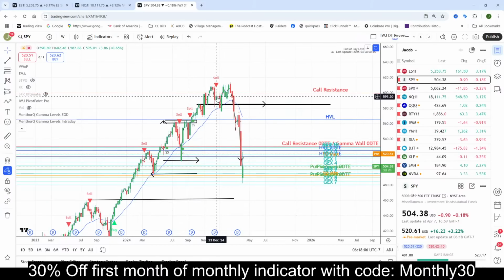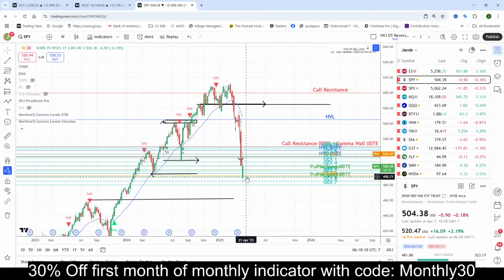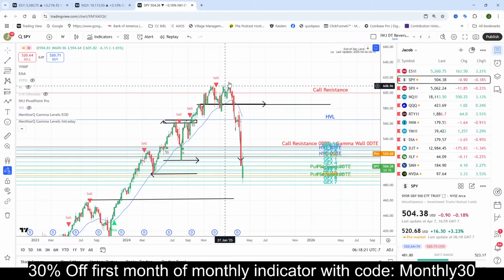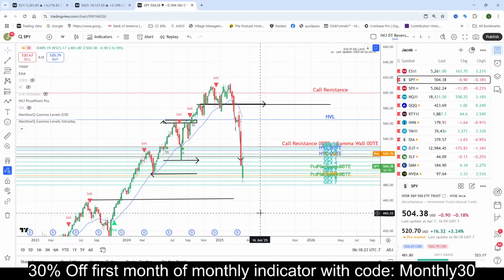The last sell was here. I'm not sure what you were trading that you got a stop on, because we haven't gotten a stop on this yet. You'll get a buy signal, not a stop. But the last sell was here, and you absolutely crushed it down to 483 off of 594. So over 100 points on the SPY down here, which is 1,000 points on the ES.